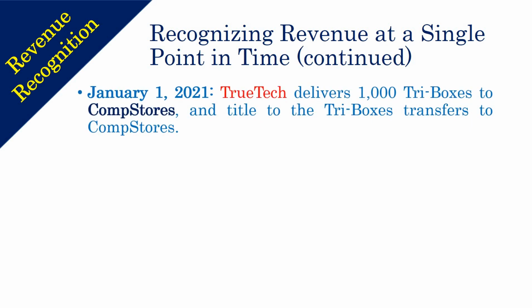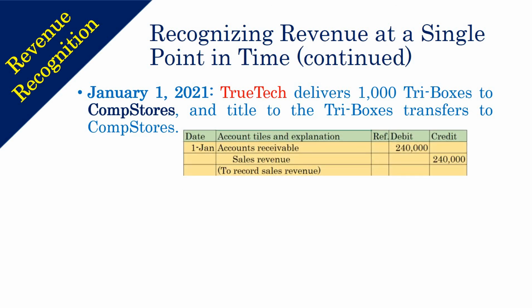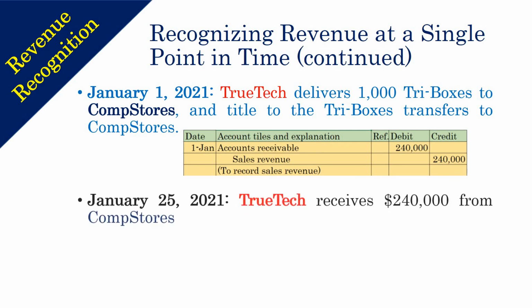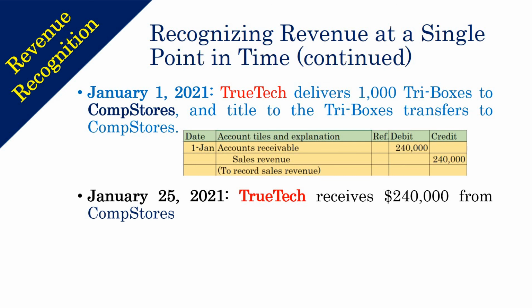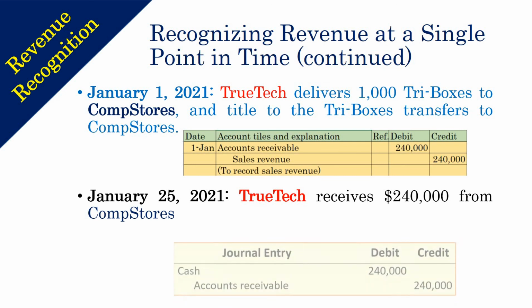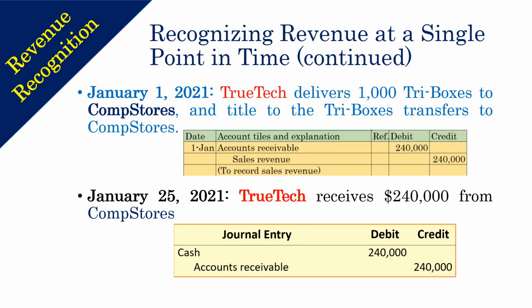And on January 1, 2021, TrueTech delivers. Now there is a transaction, okay? TrueTech delivers 1,000 Triboxes to the customer, Comstores, and title to the Triboxes transfers to Comstores. So on January 1, TrueTech records accounts receivable debit and sales revenue credit. And on January 25, TrueTech receives $240,000 from the customer. So they record cash debit and accounts receivable credit.